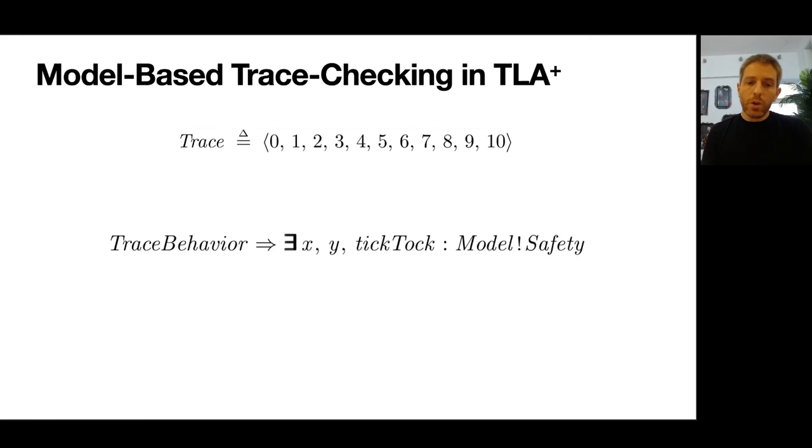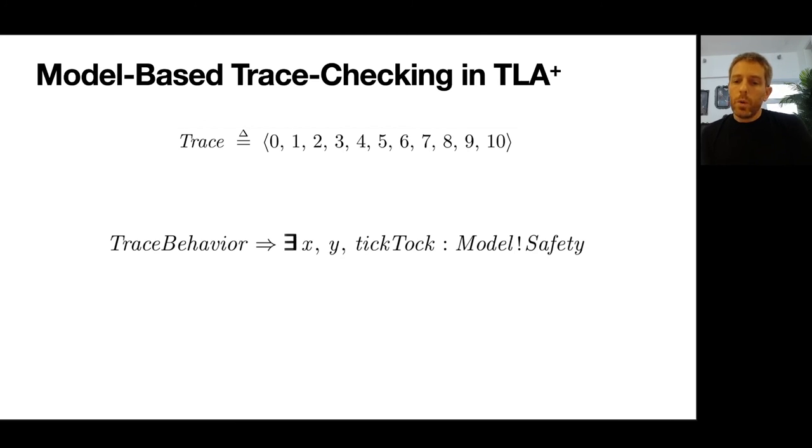We really want to check this with the variables x, y, and TikTok treated as hidden, unobserved variables. It means that for every behavior in trace behavior, there exists a corresponding behavior that satisfies model safety with matching values for z and some values for x, y, and TikTok. But TLC can't check properties with temporal quantifiers, so we need to get rid of it somehow.